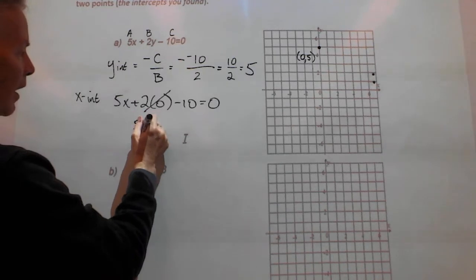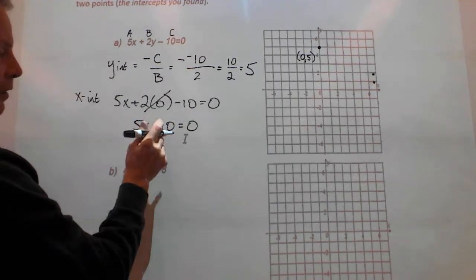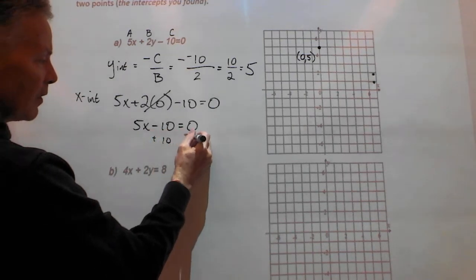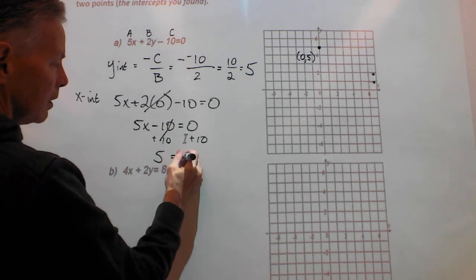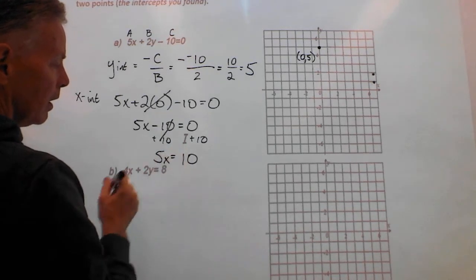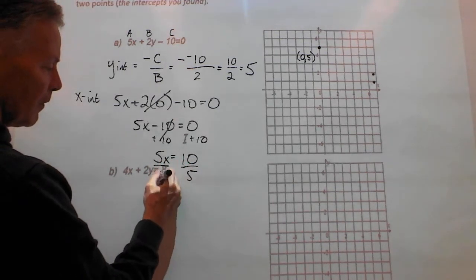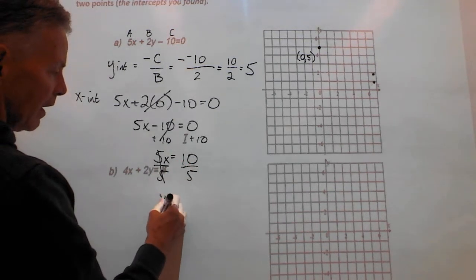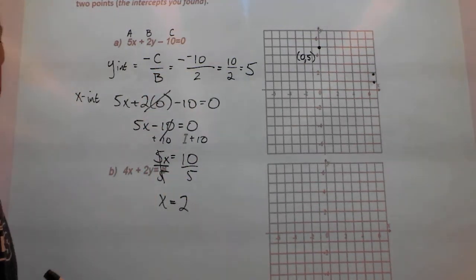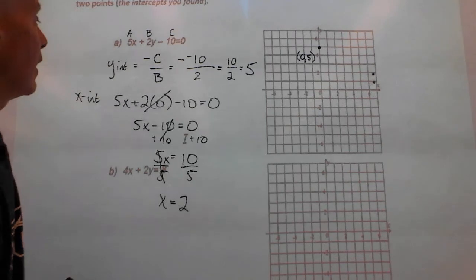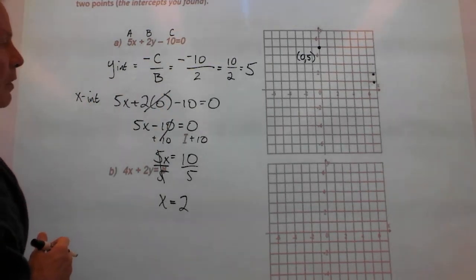That gives us 5x minus 10 equals 0. Isolate x, so we're going to add 10 to both sides. That'll give us 5x. This will cancel, equals 10. And then to isolate x, our last step is to divide both sides by 5, giving us x equals 2. See, that takes a whole lot more time, okay? And that's where this nice little shortcut really helps out, okay?